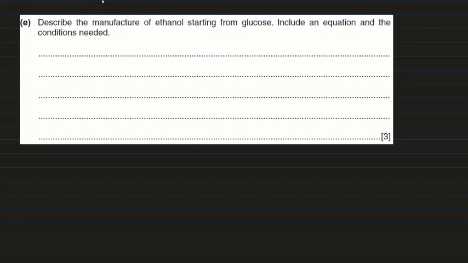We have just done this. It's a fermentation method in which glucose is converted into alcohol with the help of yeast, and the reaction takes place at room temperature. You need absence of air. Those are the conditions: yeast, absence of air, and you can write water, room temperature. There are many conditions you can write, but the most important ones are yeast and absence of air. And glucose, C6H12O6, is converted to ethanol.